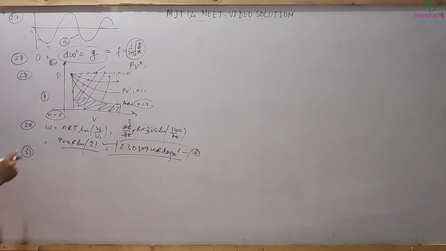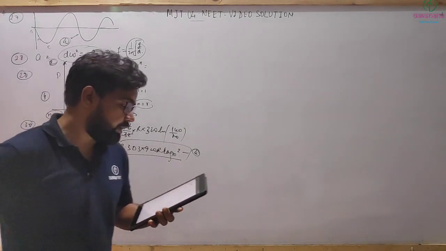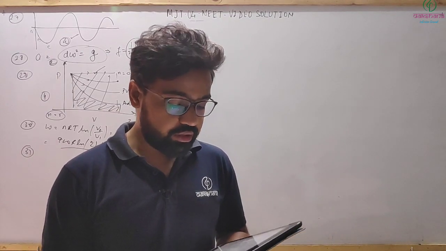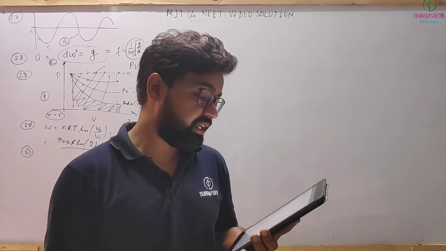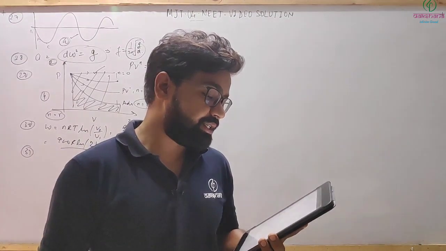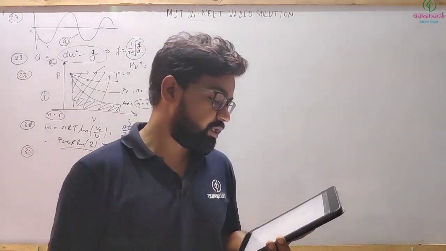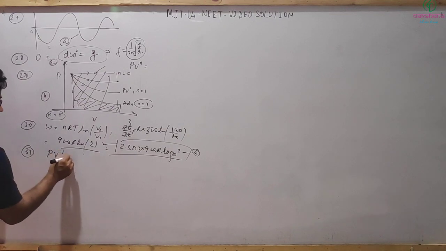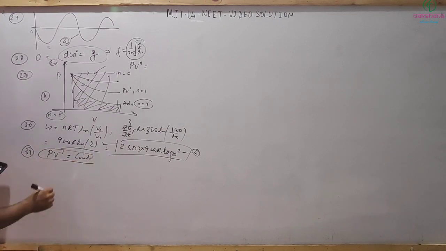Question number 31. 1 mole of an ideal monatomic gas at temperature T0 expands slowly according to the law P by V equal to constant. If the final temperature is 2 T0, find the heat supplied to the gas. Here we can write PV power minus 1 equal to constant. This is a polytropic process.